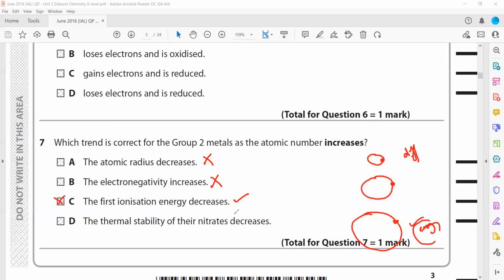And thermal stability of nitrate, carbonate, sulfate, they all increase as we go down the group.